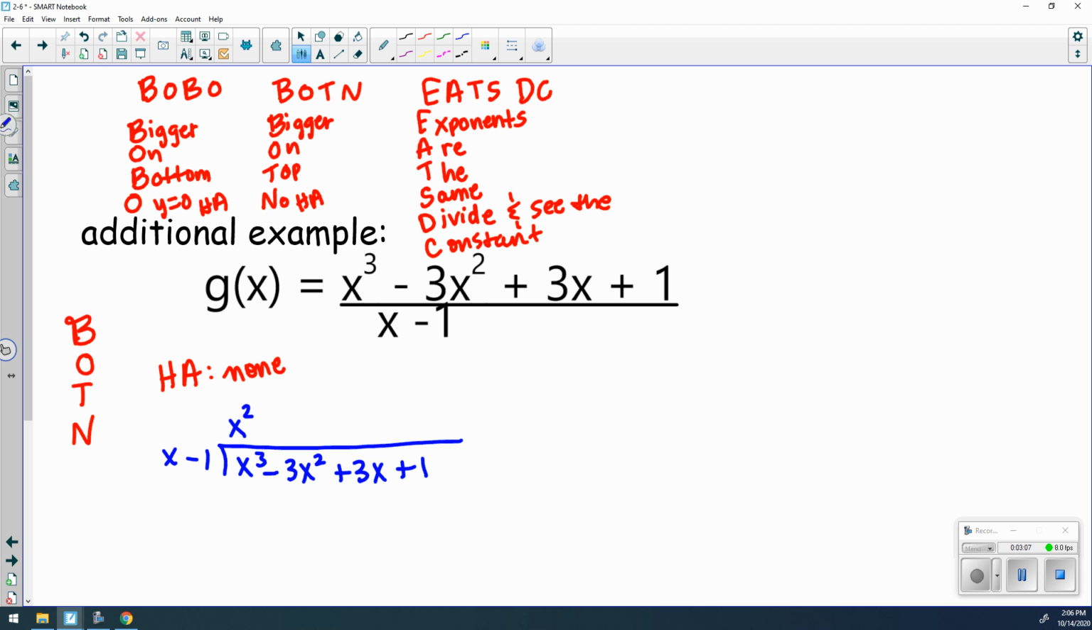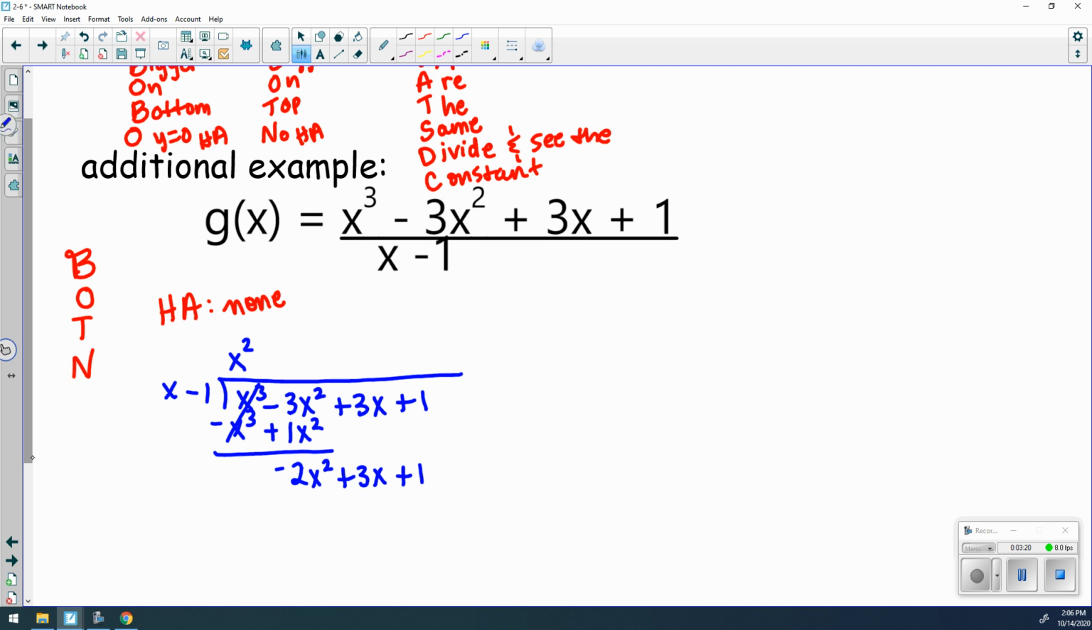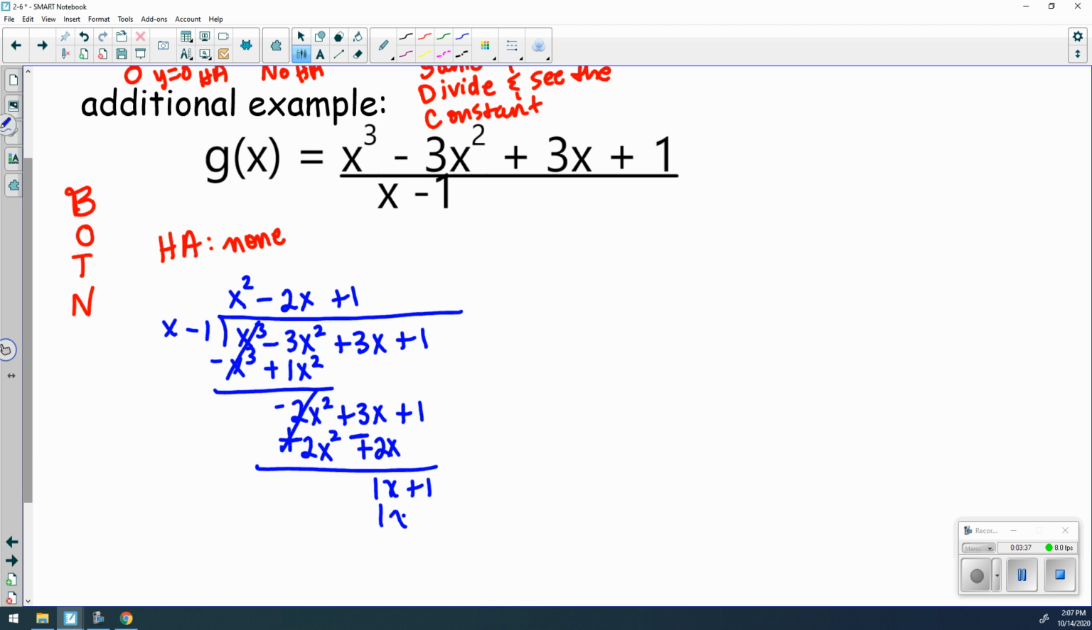x squared, x cubed minus 1x squared. Draw a line, change the signs, cancels. Negative 2x squared plus 3x plus 1. Repeat the process. x goes into negative 2x squared, negative 2x times x minus 1 is negative 2x squared plus 2x. Draw a line, change the signs. I have 1x plus 1 left over, so then plus 1. And then 1 times x minus 1, draw a line, change the signs, cancels, and we're left with a remainder of 2. So this is plus 2 over x minus 1.